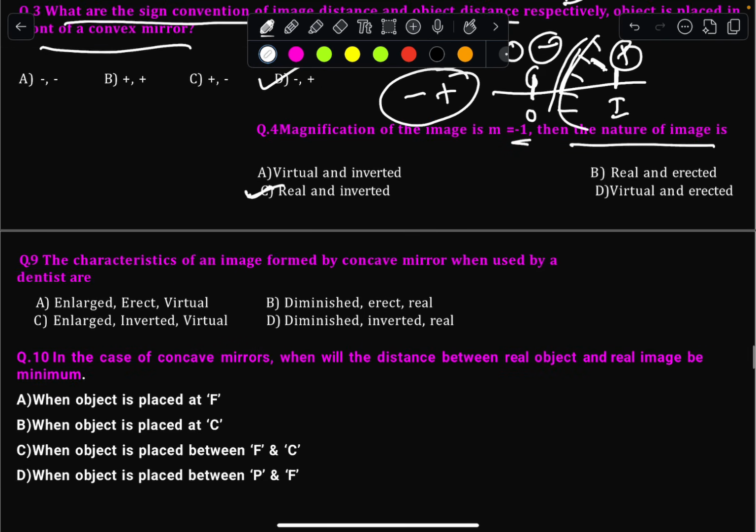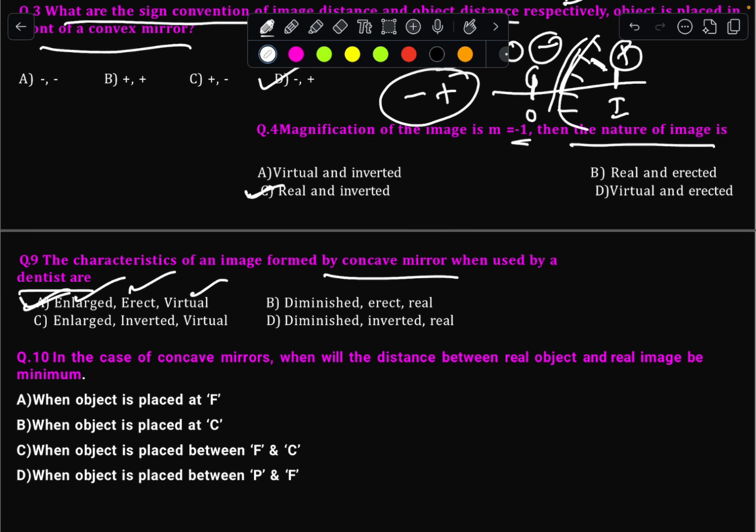Question number 9: the characteristics of an image formed by a concave mirror when used by a dentist. A concave mirror is used by a dentist, so which case are they talking about? They are talking about when the object lies between the focus and pole. In that case only we get a virtual image, an erect image and an enlarged image. So virtual, erect and enlarged. Option A will be correct.